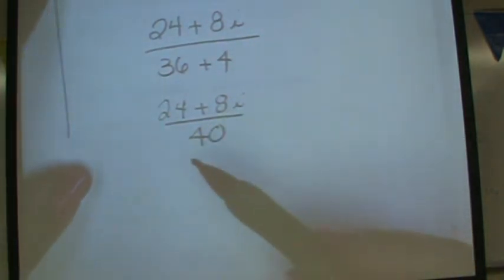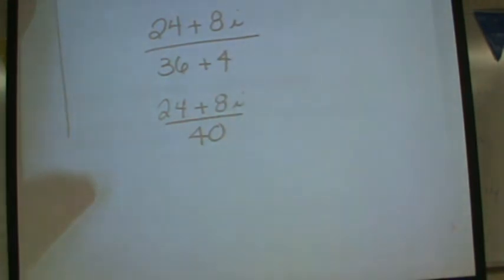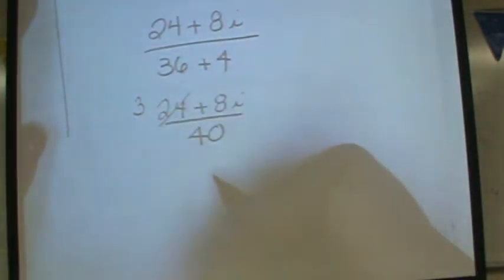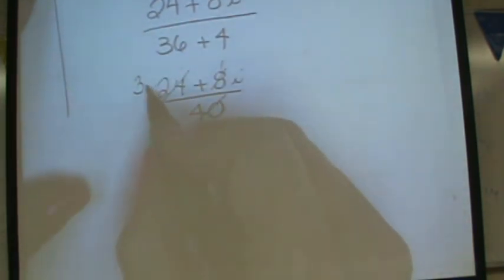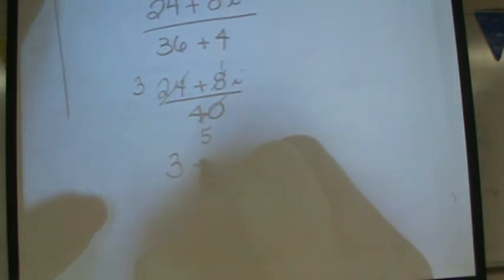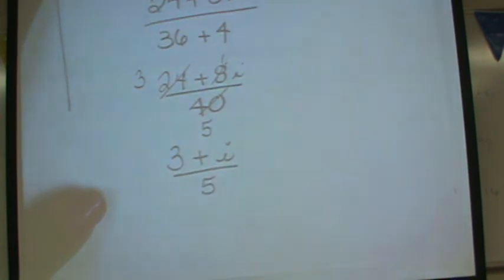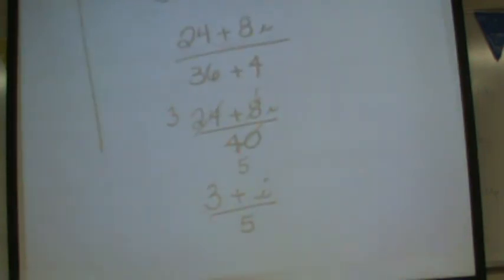And now you're going to want to see if there is a number that goes into all three. And yes, 8 goes into all three. 8 goes into 24 3 times, 8 goes into 8 once, and 8 goes into 40 5 times. So your best answer, reduced, would be 3 plus 1i over 5. And that concludes chapter 7 and complex numbers.